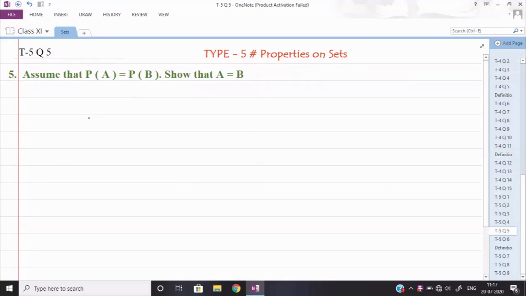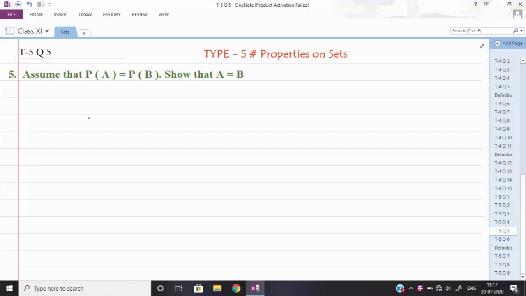Today we are going to start some further questions on properties of sets. Already we have started type number 5, and as you know, two more types are required to finish the chapter. So we are starting now with question number 5. Whatever questions are given, I have taken from your textbook, from the miscellaneous exercise. In this exercise there are many questions based upon the properties of sets.